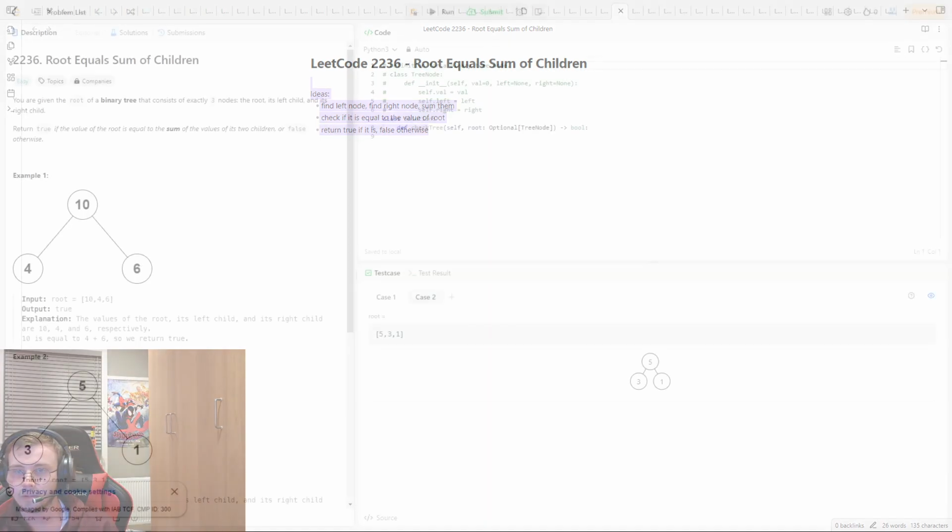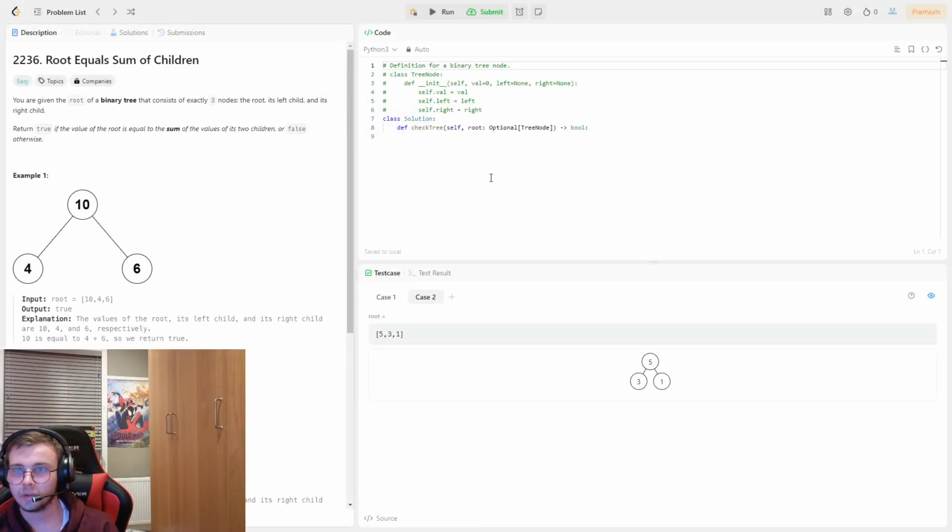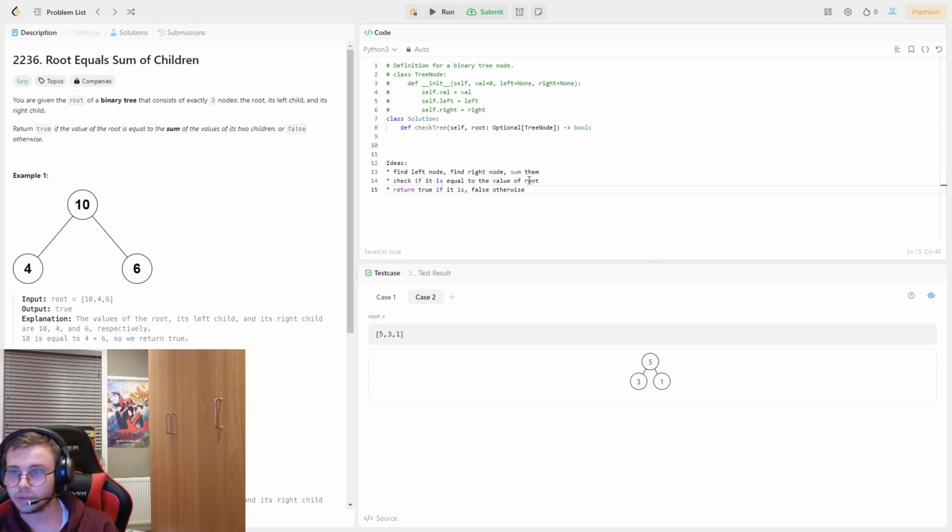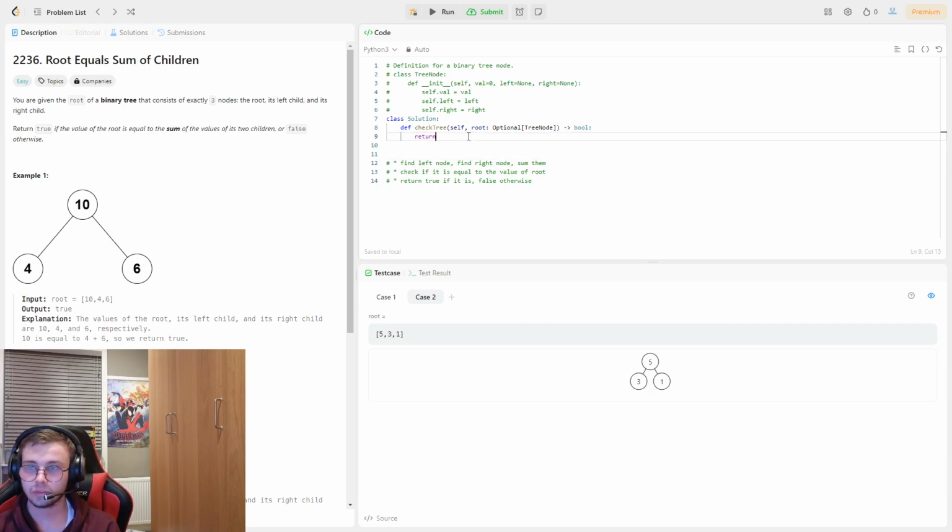Okay, then I'm gonna go here, and I think this could literally be done as a really readable one-liner. So we're gonna return root.val is equal to root.left.val plus root.right.val.